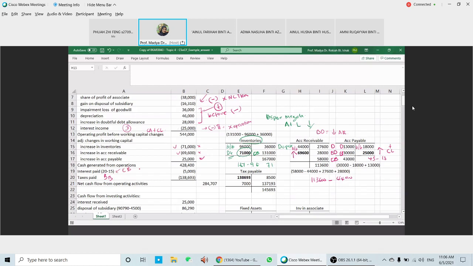So the ending balance is lower than the beginning balance, which means there is a payment here. That's why we need to put it in brackets as payments. So payments. Okay, interest paid here, you need to look at the amount of income tax. So income tax here, tax payable. Okay, the tax payables that you have here, we're going to have a balance.